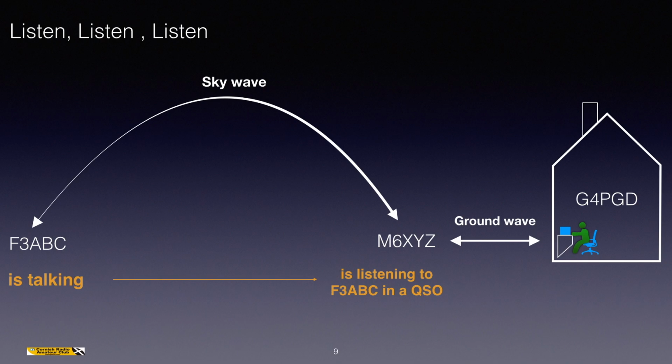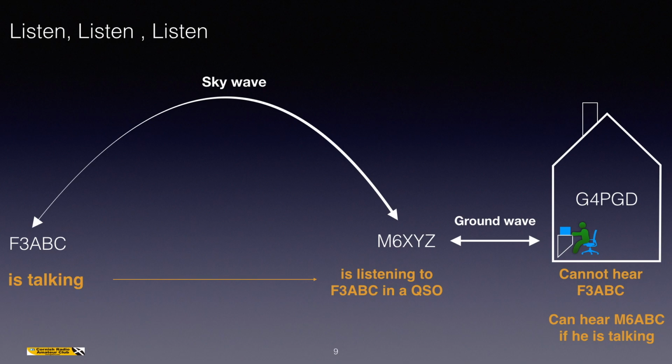Now, if F3ABC is talking and M6XYZ is listening, then G4PGD cannot hear F3ABC, and he might assume that the frequency is therefore not in use. He can hear M6XYZ if he is talking, but let's assume for the minute that F3ABC is having a fairly lengthy over.